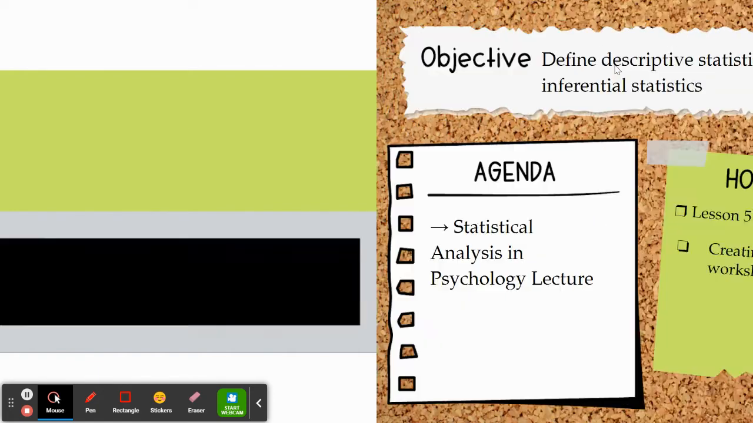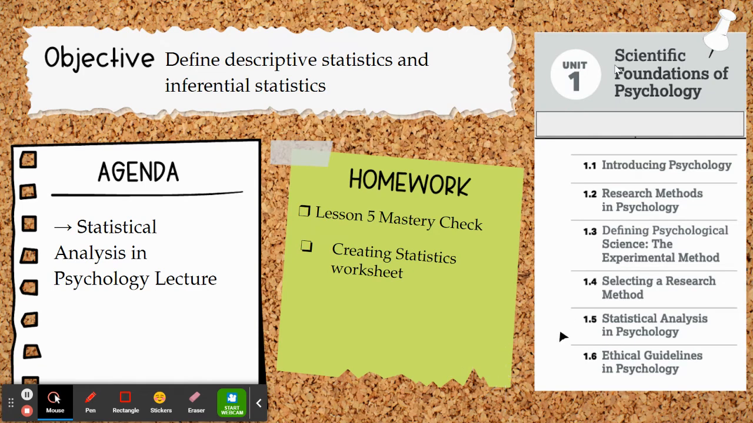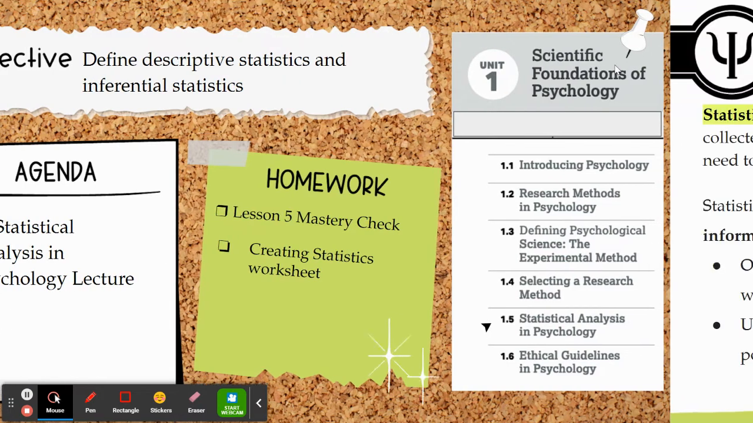So, lesson 5, your two assignments for this are your mastery check and then creating a statistics worksheet. That worksheet will be provided to you. You will have an opportunity to do it in person and on Cam.